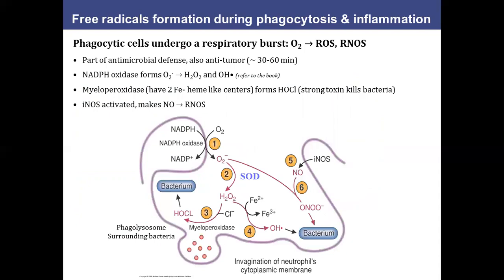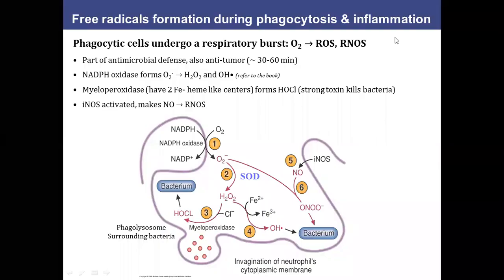Now, when there is a microbial invasion, phagocytic cells will do a respiratory burst, which is described as a rapid consumption of oxygen to form reactive oxygen species and reactive nitrogen oxide species that can destroy the invading pathogen or even the tumor cell.